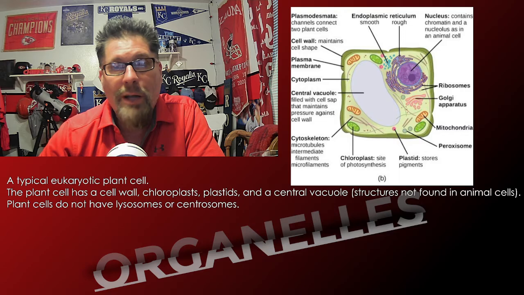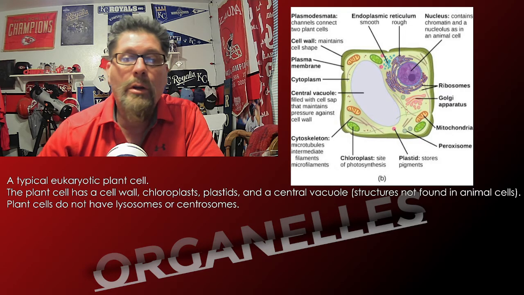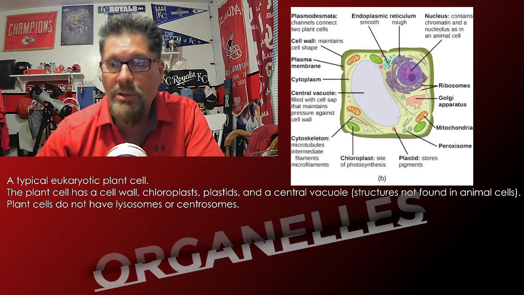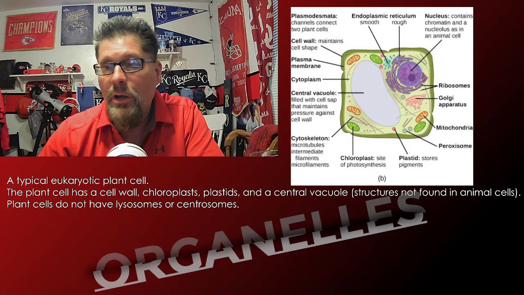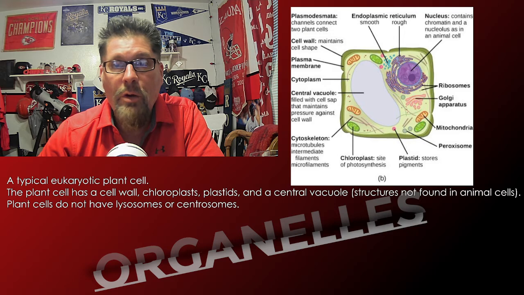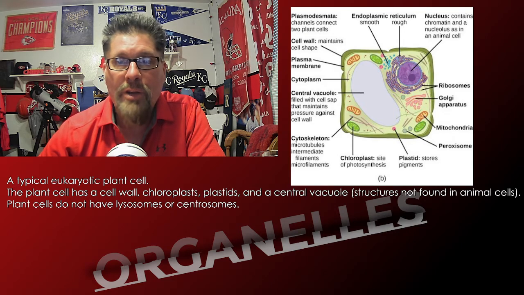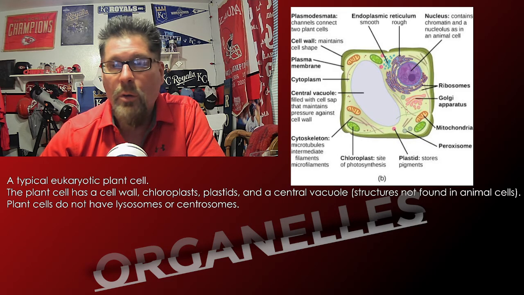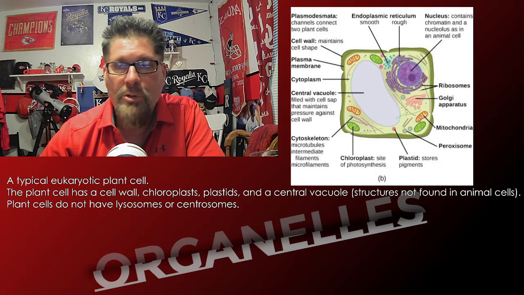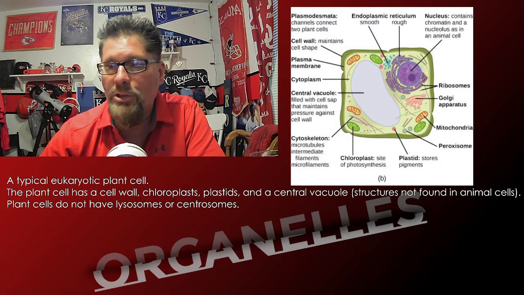Other things that plant cells have that animal cells do not: the chloroplast, which is the organelle responsible for photosynthesis. They've got plastids. They've got a central vacuole. Animal cells have vacuoles, but they have a lot of small ones, whereas a plant cell will have one large one. Vacuoles are simply storage areas for water mostly, but they store other resources in there too.